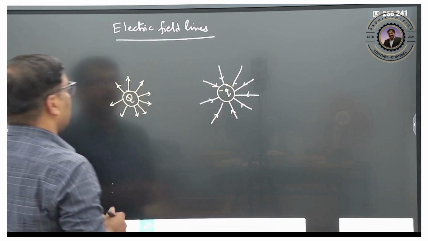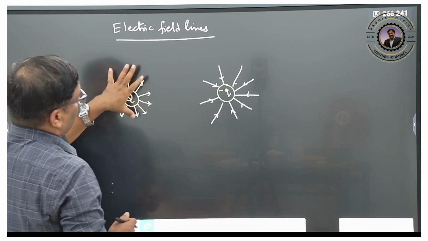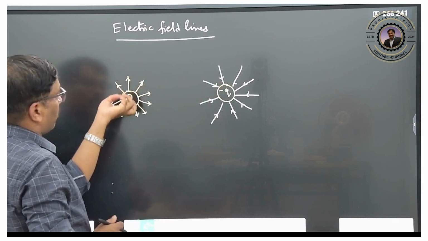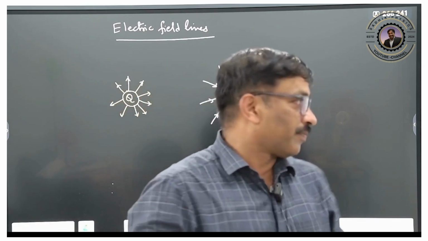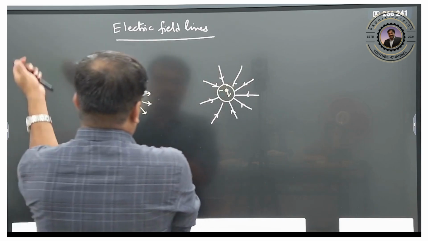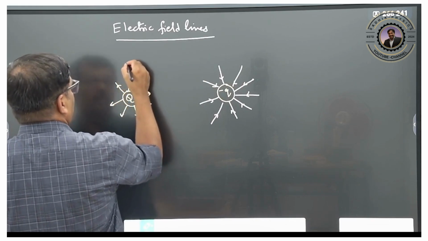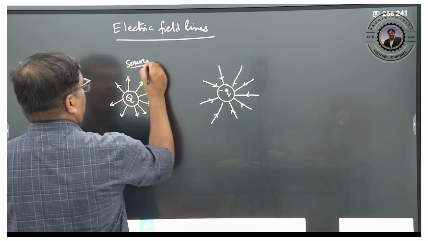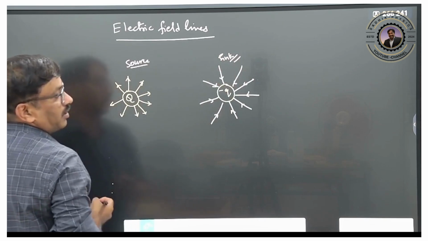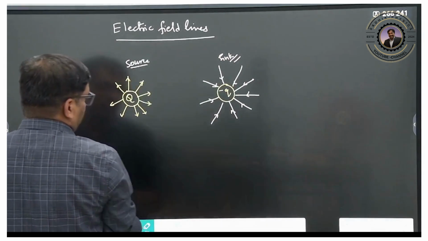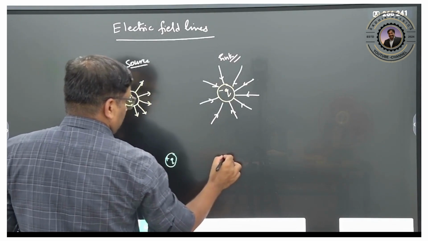Clear? So here positive charge and negative charge can exist separately. That is why the origin of our field lines can be explained by positive charge and negative charge. Positive charge will act like a source, and negative charge will act like a sink where it takes the field lines. Now what will happen? Suppose one positive charge is here and a negative charge is there.